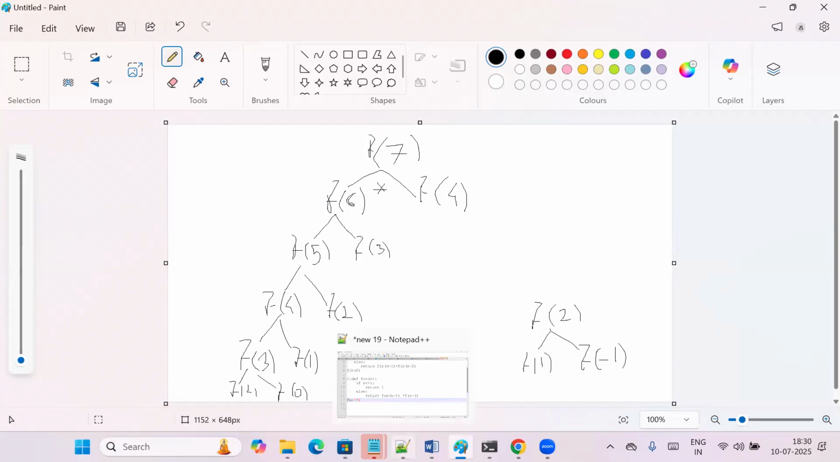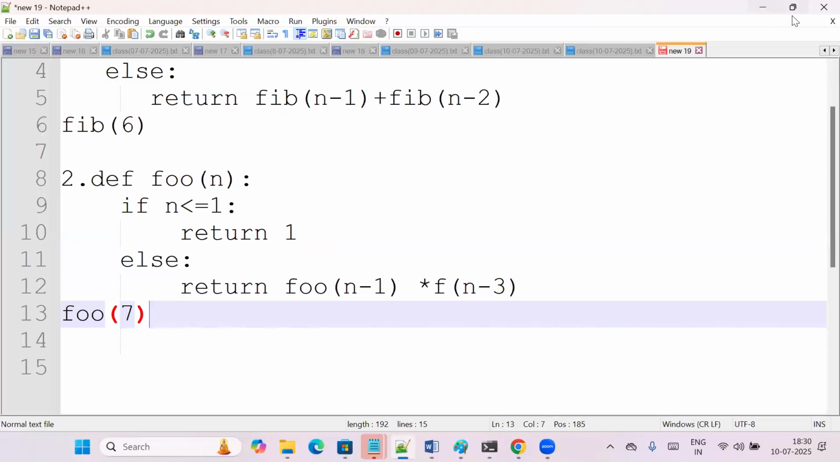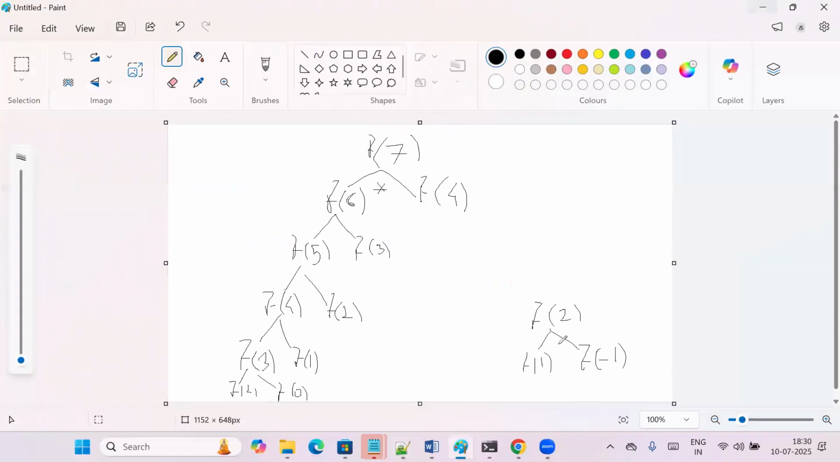Now, what will be the anchor step? If n is less than or equal to 1, you have to return 1. So here 1 into 1 is 1, so it returns 1. F of 0 returns 1. Again 1 into 1 is 1, so everywhere you will get 1. So the answer is 1, not 36, 24, or 72. Do it properly, guys. If you follow the proper procedure, you will get the correct answer.